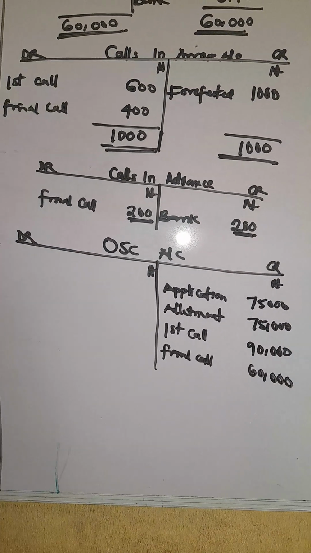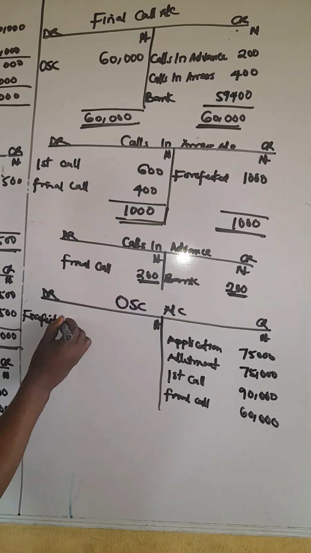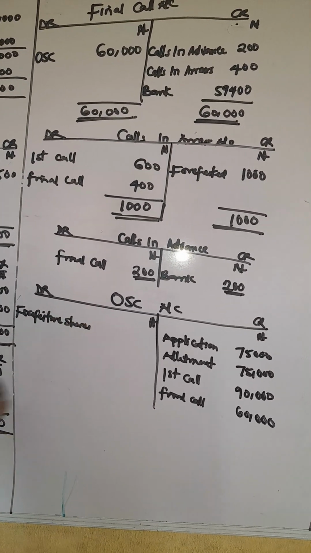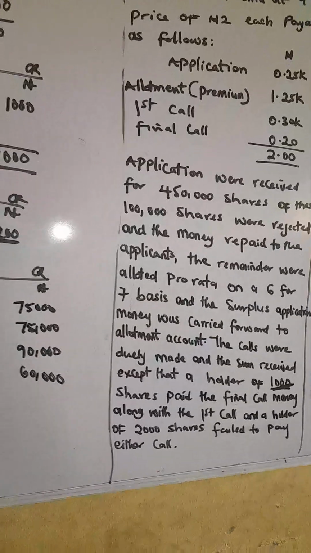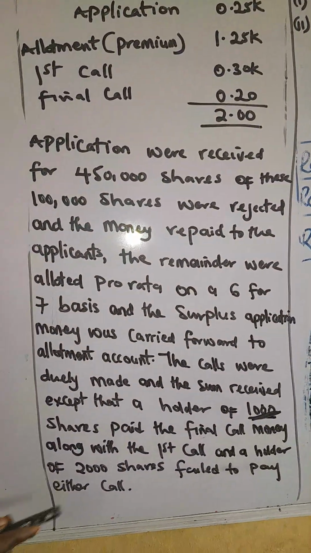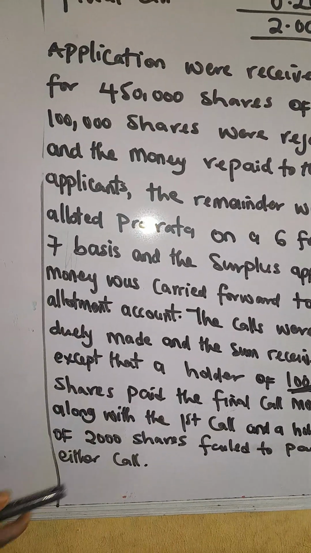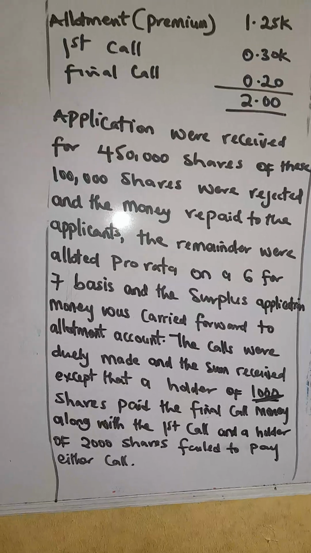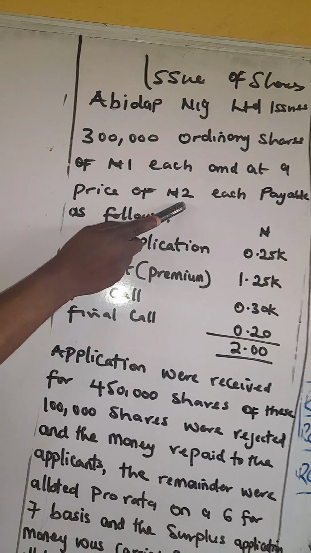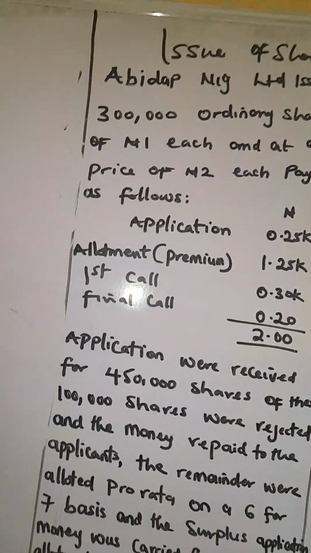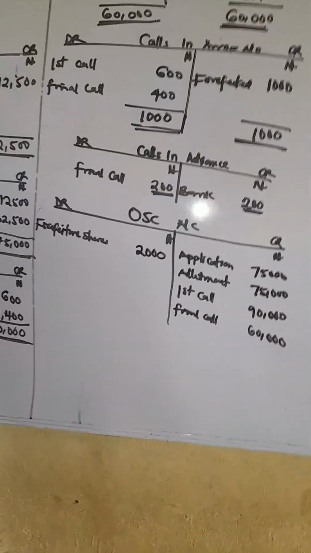Now, at this point, we have forfeited shares. So here, I'll call this one forfeited shares. For this forfeited share, what will I do? I have to be very careful at this point. I will go back to the question. How many shares have we forfeited? What is the unit? Look at it, 2,000 shares. Fail to pay either call. So these forfeited shares will be calculated based on the nominal price given here, not the selling price, not the market price. It's going to be what? 1 naira. So I will transfer 2,000 times 1 naira. That will give me 2,000. Do you get it now?